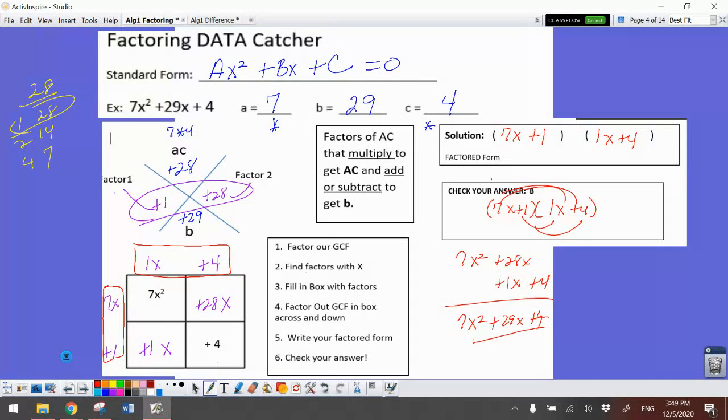So that is our process. Standard form, come up with our A, B, and C, do our crisscross, or make our X, come up with our factors, and then work backwards in our area model to come up with our two factors.